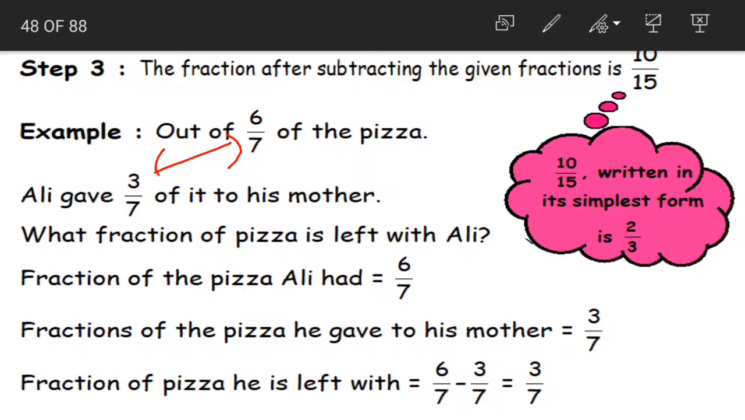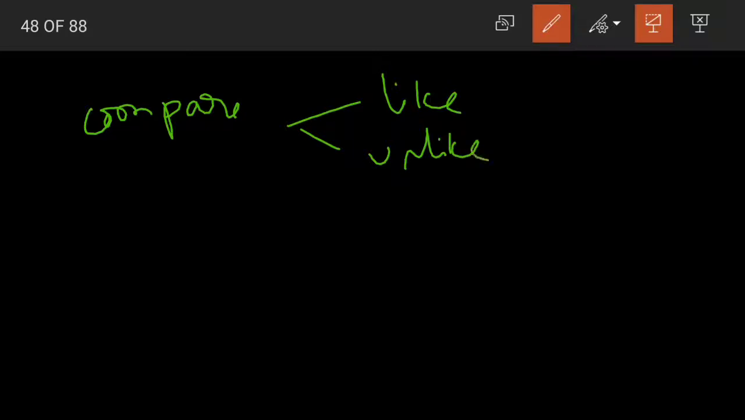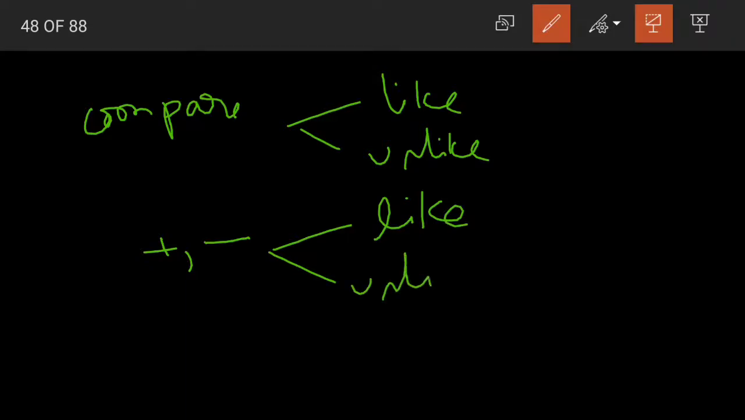Understood, children? The addition and subtraction of like fractions. What did we discuss today? We have learned how to compare the given like fractions and also unlike fractions, and also we have learned how to subtract and add like fractions, but we did not learn how to add and subtract unlike fractions. Yes, that we will learn in the coming.